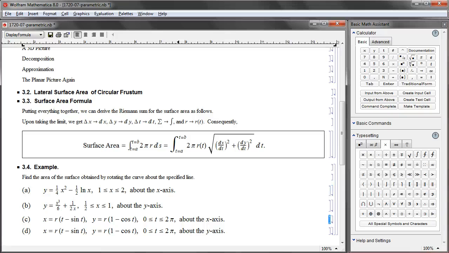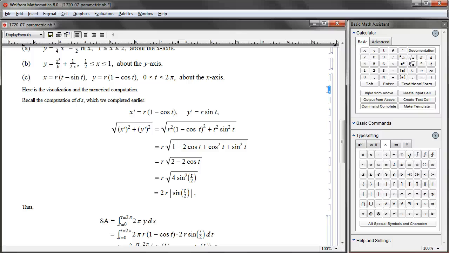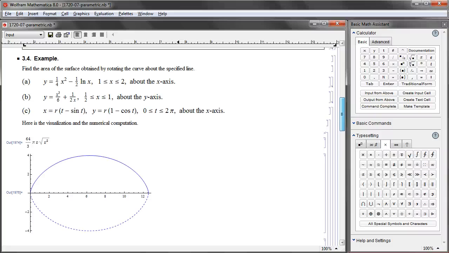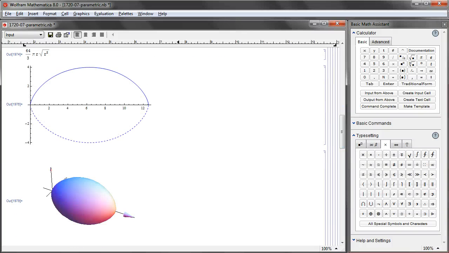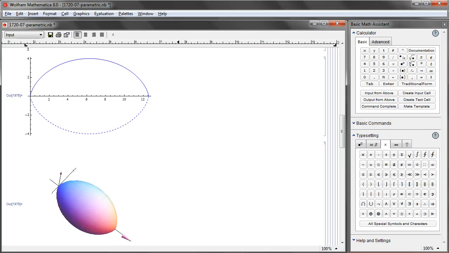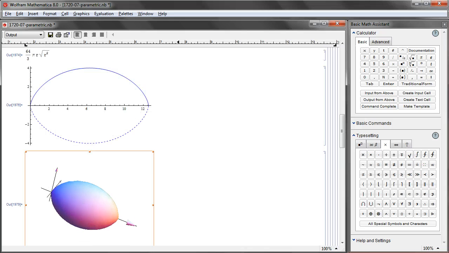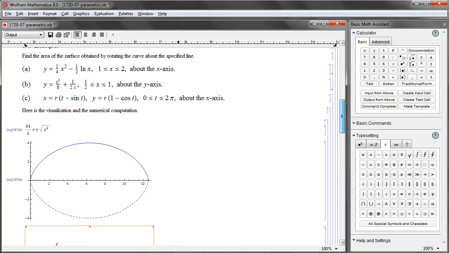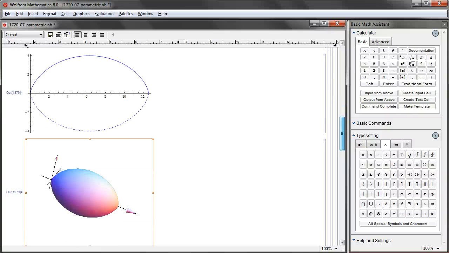Well, how about this one? I hope everybody recalls what this one is. This is a cycloid. And okay, shall I show you the animation? No, I didn't include the animation. This is a cycloid, and one arch of a cycloid, and then rotated with respect to the x-axis, and we have something like this, kind of like a football shape figure. Okay. And how do we calculate the surface area of this thing?